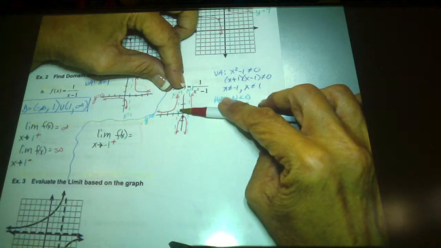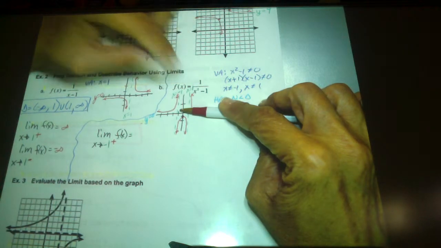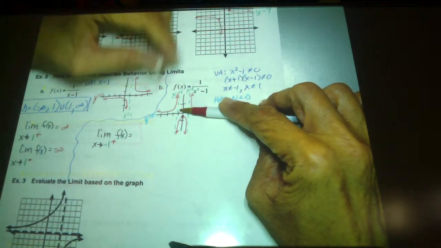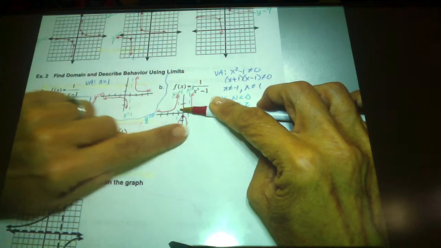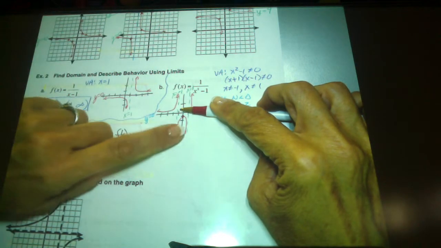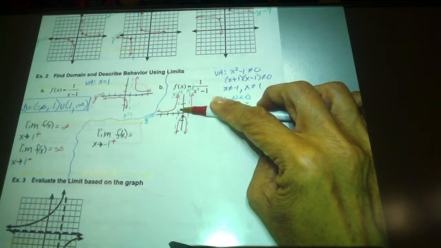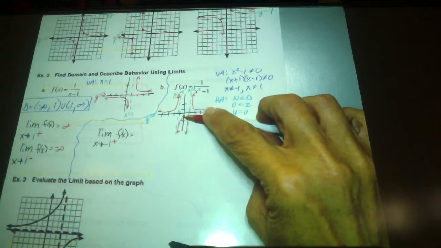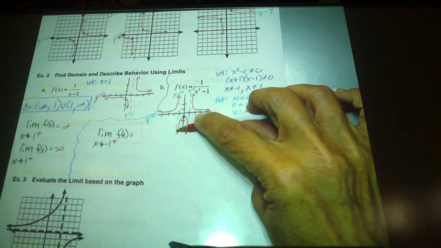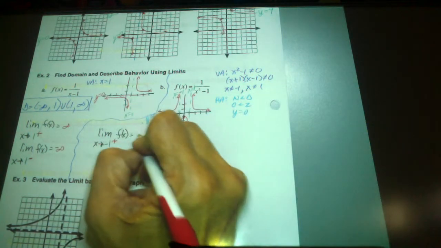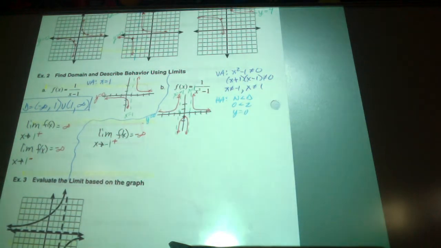You need to figure out what part of the graph you would be standing on, or riding on if it's your roller coaster. As I'm to the right of negative 1, am I at this swoop or the parabola? I'm at the parabola because the parabola is the part that's on the right-hand side of negative 1. Agree? If I'm sitting on this parabola and I get closer and closer to negative 1, what's the direction of the parabola going? To negative infinity. So the limit as x approaches negative 1 from the right is negative infinity.